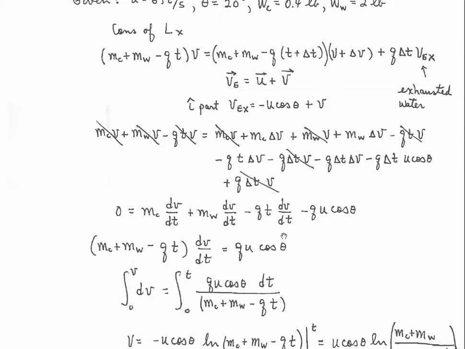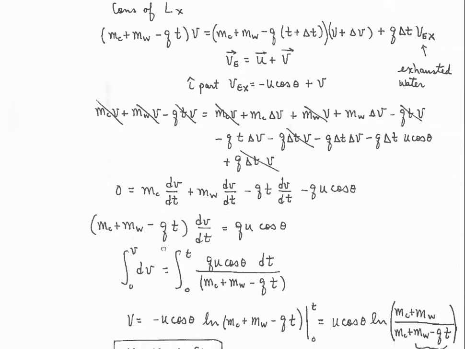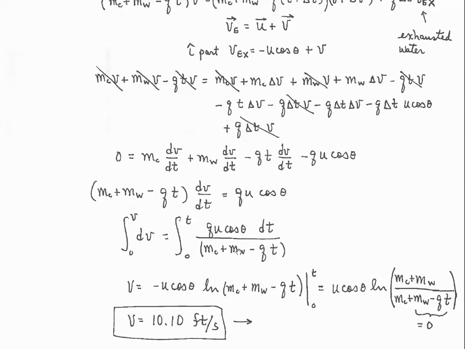And then the other term is going to be qu cosine theta when we take it to the other side of the equation. So to separate out your variables, you'll have the dv right here. The dt will go to the other side with the qu cosine theta. And you'll divide through by the m_c plus m_water minus qt. Well, just make note, this is a constant right here. This is the 0.4 pounds plus 2, so that's 2.4 pounds altogether, minus qt.